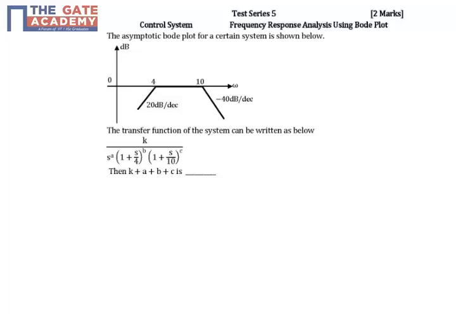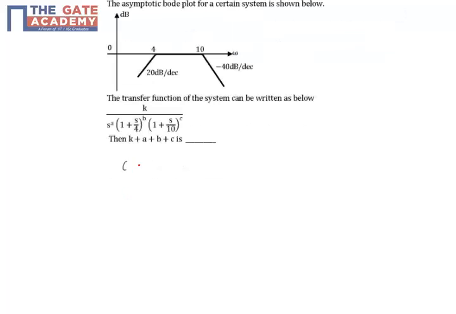Okay, first when we look at the Bode plot, we can observe a few things. The first thing being, we have two corner frequencies here. So the corner frequencies are those frequencies at which we have a change in slope. The first corner frequency is at 4 radians per second, and then we have one more corner frequency at 10 radians per second. Then I also observe that initially the slope of my Bode plot is 20 decibel per decade, which means I am having an s in the numerator.